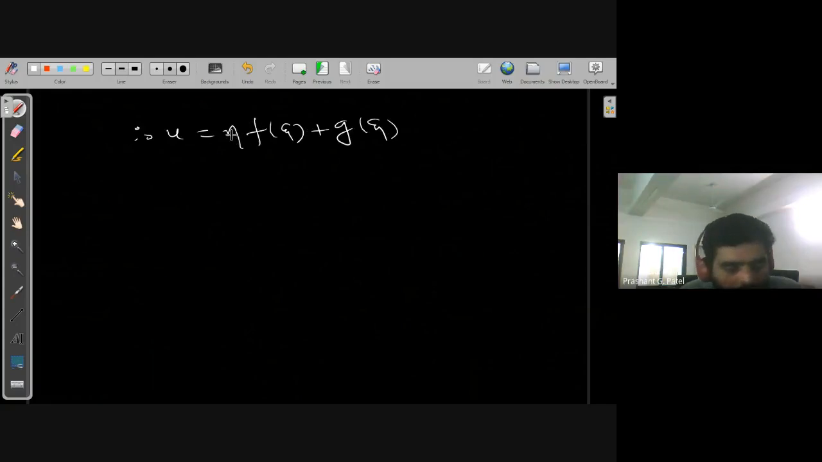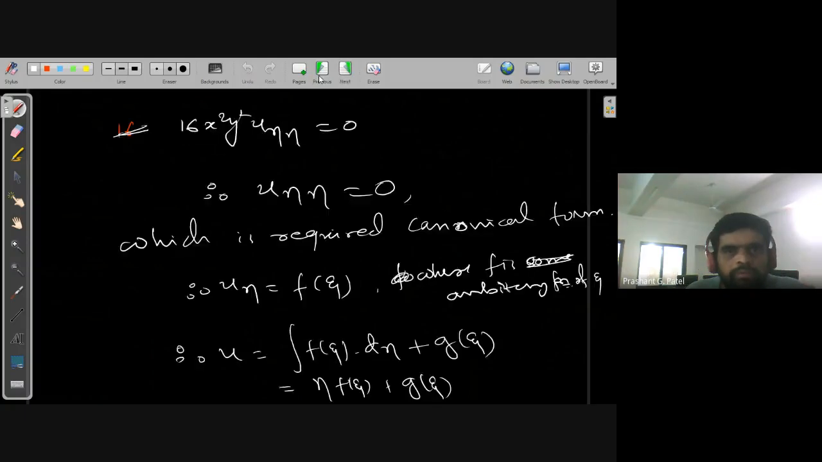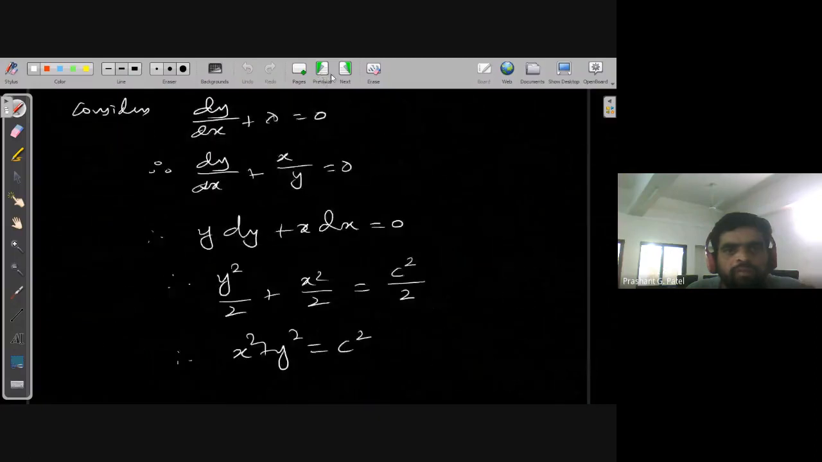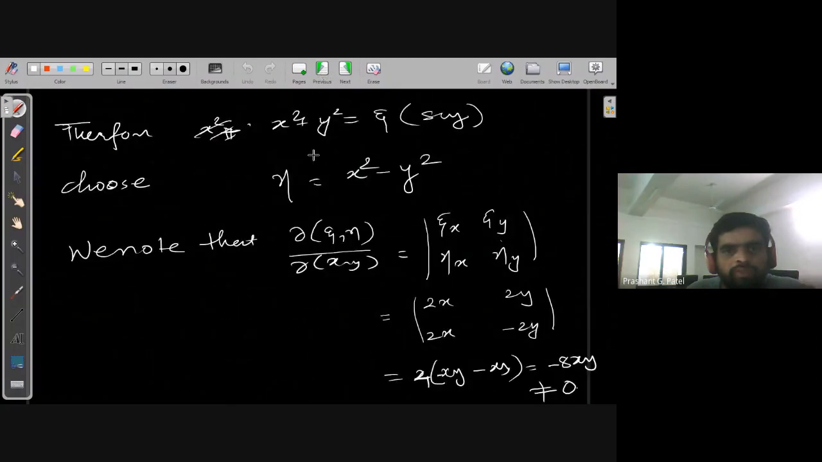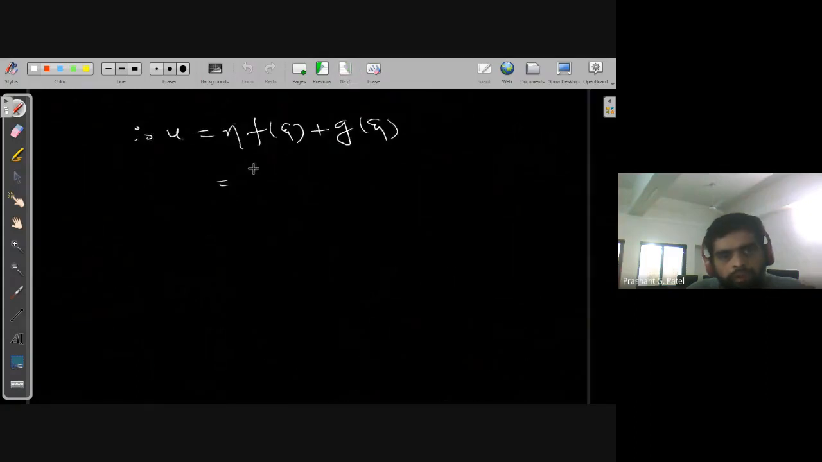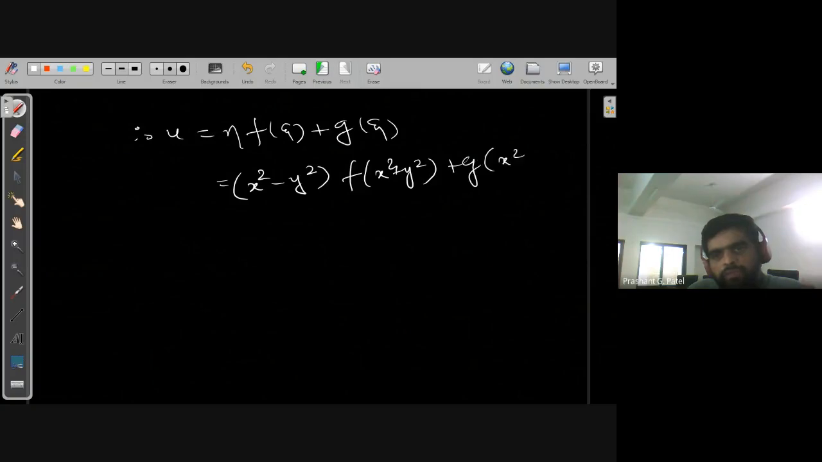But what is the value of xi and eta we have calculated? The values of xi and eta which we have assumed are xi equal to x square plus y square, and eta equal to x square minus y square. Let us substitute that. So it is u equal to x square minus y square into f of x square plus y square, plus g of x square plus y square. So this is the solution for the given differential equation, where f and g are some arbitrary functions.